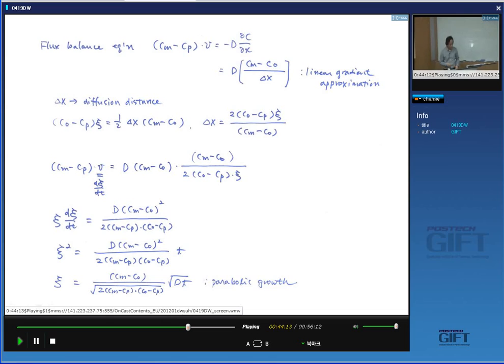So here is the relationship, and from this relationship you can evaluate delta x, which represents the diffusion length. And just put this value into this equation and rearrange the flux balance equation. Then finally you can have this kind of form. Surprisingly, even though we have a very simplified approximation with linear concentration gradient, the final form is very similar to the exact solution we just derived. Here, you can understand this term, except square root t, gives you the parabolic growth rate constant alpha.